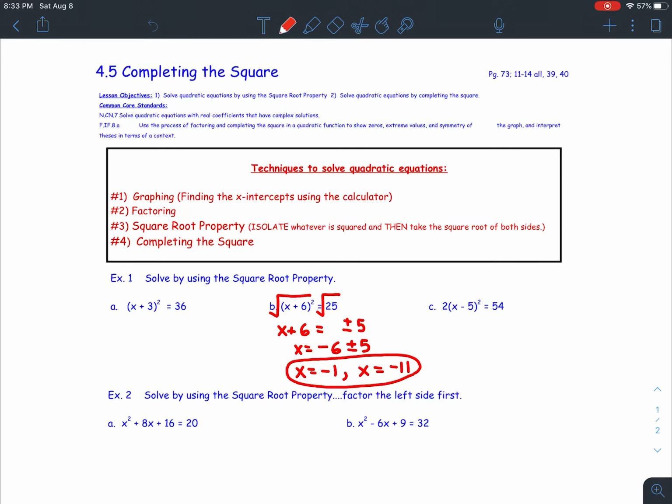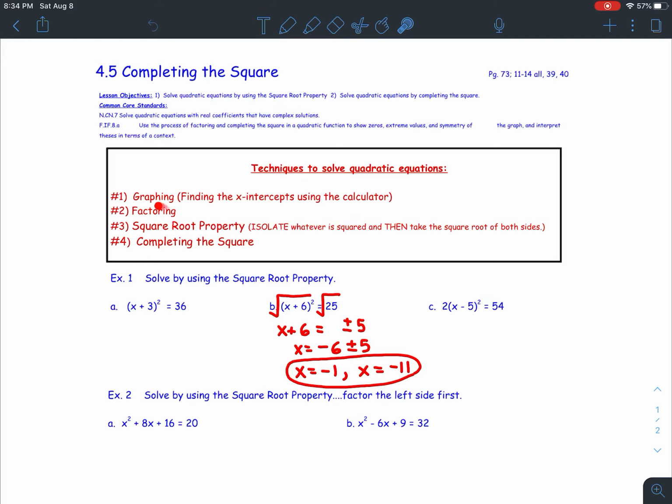Okay, we're going to start section 4.5 today. We've been working through this chapter focusing on different ways to solve quadratic equations. You can see in the box here at the top of the notes page, I'm starting to compile a list of all of the different techniques that we've discussed for how to solve quadratic equations. We're going to add a fourth technique to our list here called completing the square.